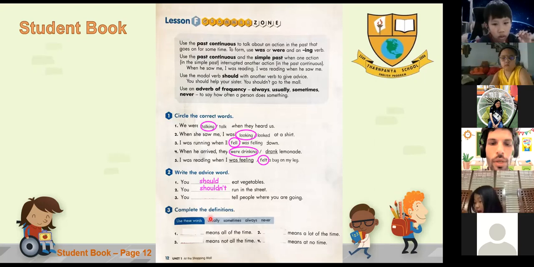You tell people where you are going. You should or shouldn't tell people where you are going. What do you think is the right option? Should or shouldn't? When you go somewhere and you go alone, you should or you shouldn't tell people where you are going. Shouldn't.